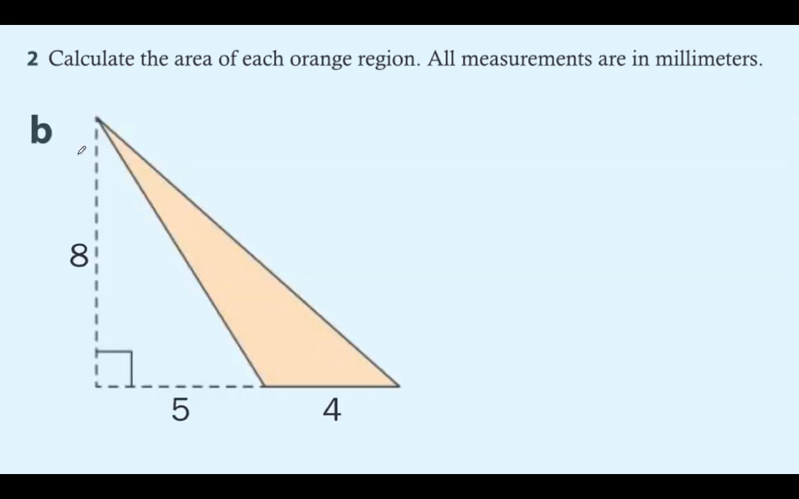Moving to part B, we can see that this is a large triangle in which the smaller triangle has been subtracted. So first we will find the area of this whole triangle including these two lengths, and then we will subtract the area of the triangle which has 8 and 5 as base and height.